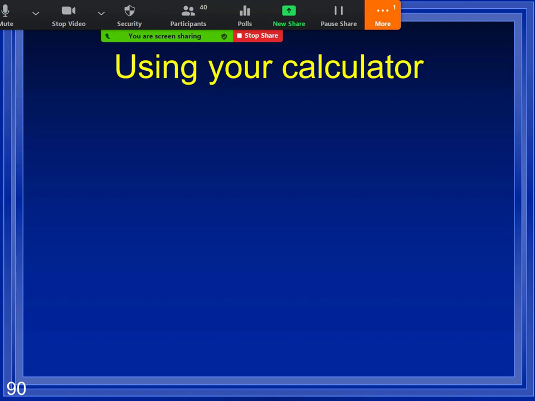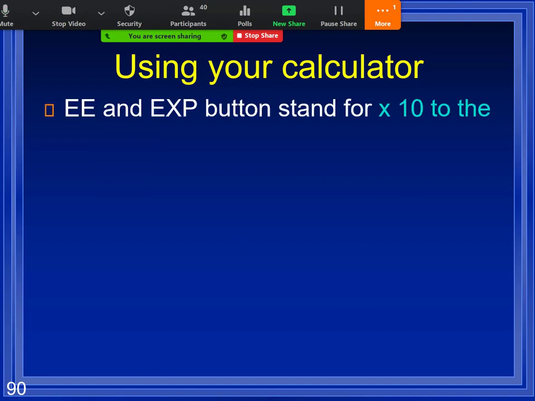Okay, so what makes something a scientific calculator? It has one of these 3 buttons: a button that says EE, a button that says EXP, or a button that says times 10 to the X. It's got to have one of those three buttons, because that button is going to allow us to get those really big and really small numbers in there. Whatever that button is on your calculator, it stands for times 10 to the x. It's got the 10, it's got the x, all of that built in.